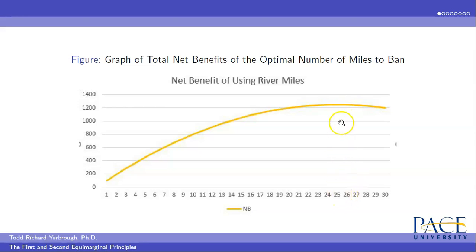So because we've established here that 25 river miles of pollution is socially optimal, and again, because there are 50 miles of river currently being polluted, this would imply that the socially efficient level of pollution reduction would be 25 units.